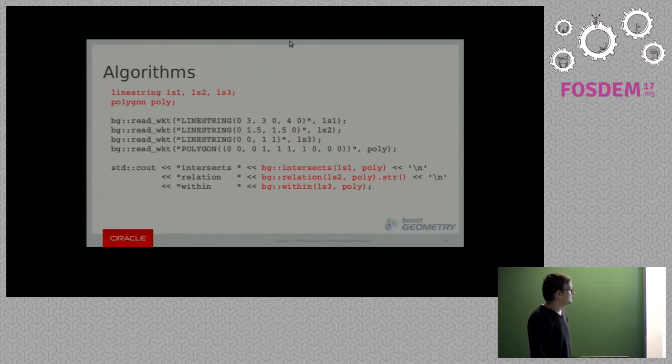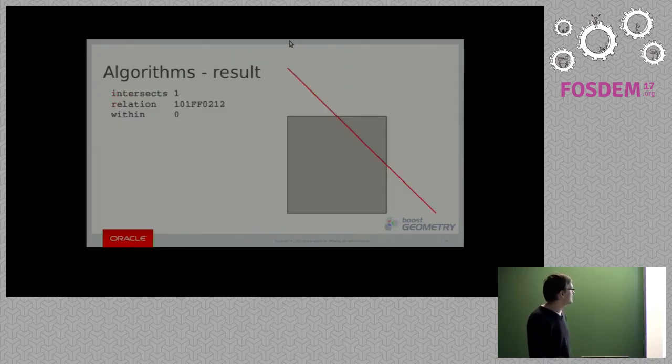Actually, the result shows the result of this relational operation of the first line string and polygon, or the third line string. Yeah, which looks like this. So, line string intersects a polygon, and you can see the DE-9IM intersection matrix representation in the second case.